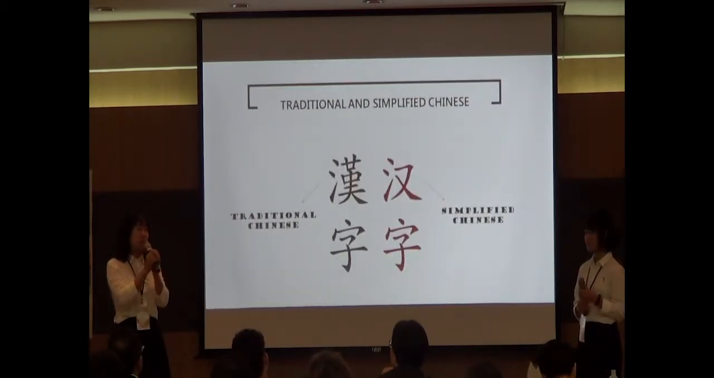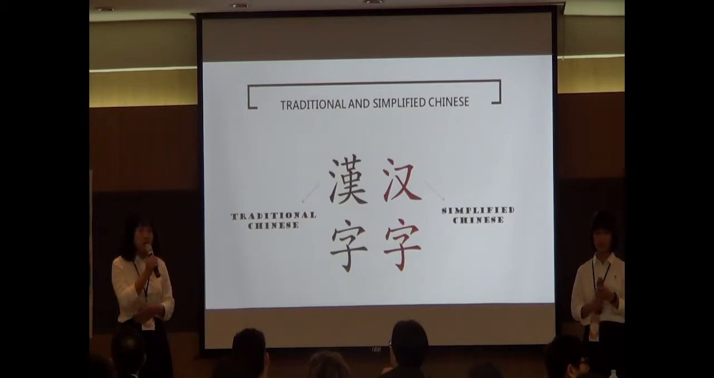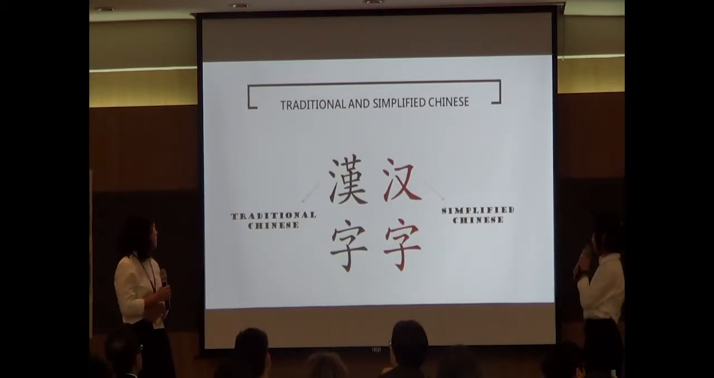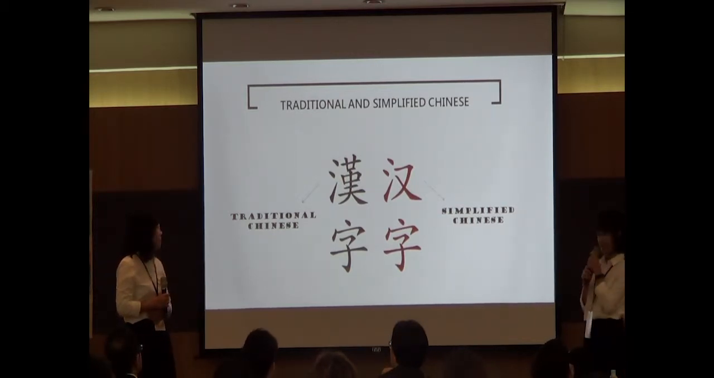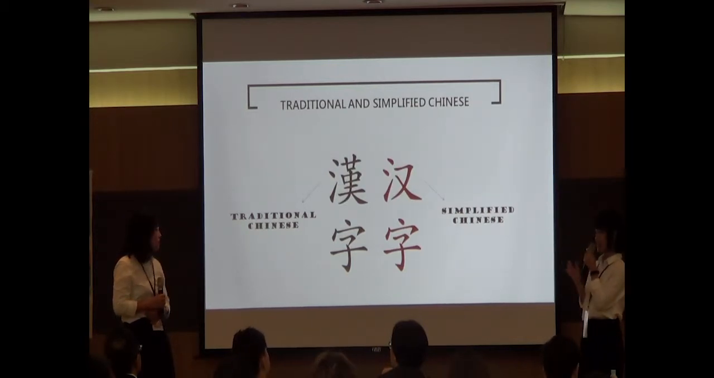For Taiwanese, we use traditional Chinese as our main language, and so do Hong Kong and Macau. While for Malaysia, we will use simplified Chinese like China, but some of us also know how to use traditional Chinese.